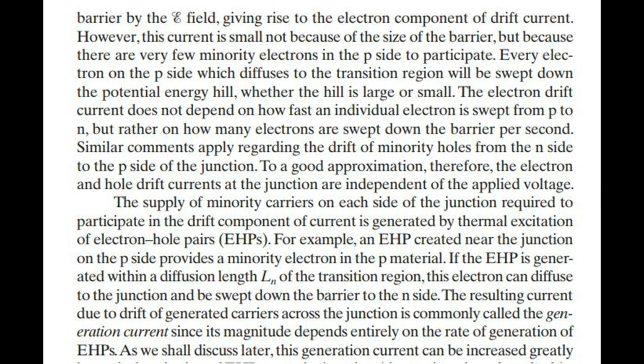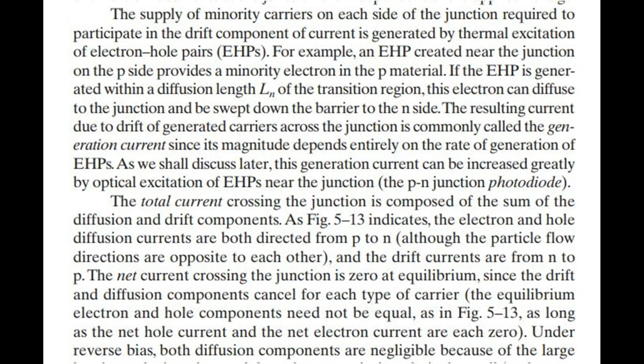The supply of minority carriers on each side of the junction required to participate in the drift component of current is generated by thermal excitation of electron-hole pairs, EHPs. For example, an electron-hole pair created near the junction on the p side provides a minority electron in the p material. If the electron-hole pair is generated within a diffusion length Ln of the transition region, this electron can diffuse to the junction and be swept down the barrier to the n side.